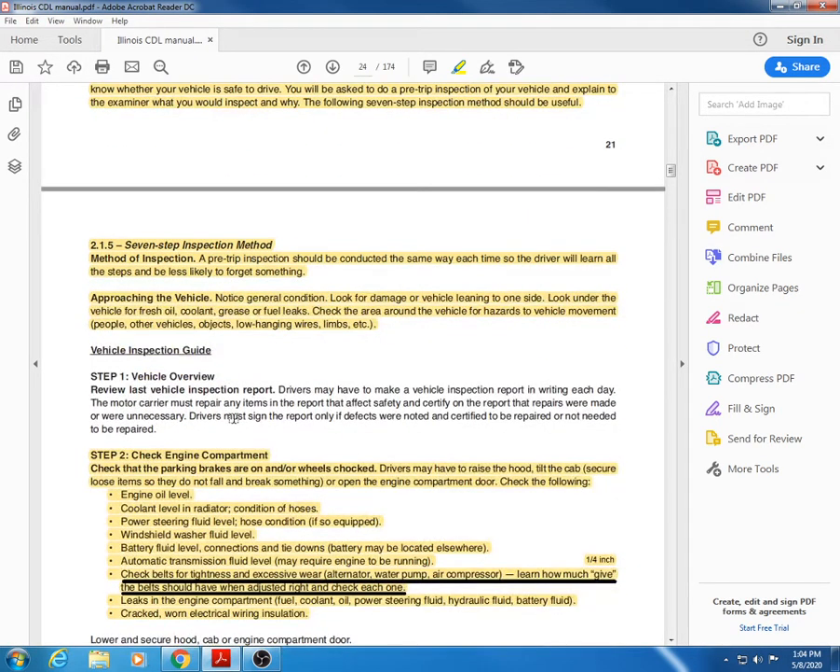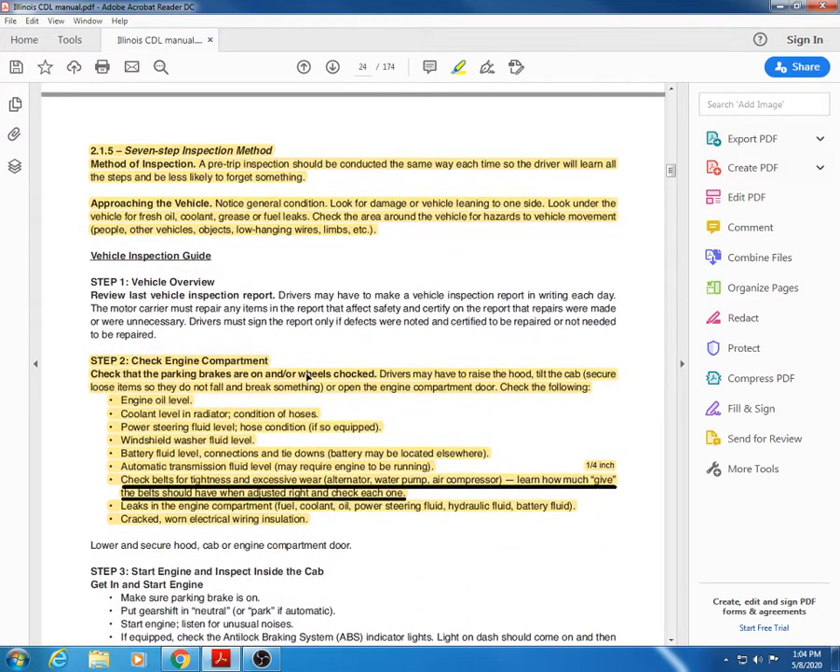So here's your guide to check your vehicle, to inspect it. We're looking at the vehicle overview. As you walk up to it, you want to look at everything around it. Always everything around it. Sometimes you can find more problems just as you're walking up to it than what you can if you're actually going through it with a fine-tooth comb.